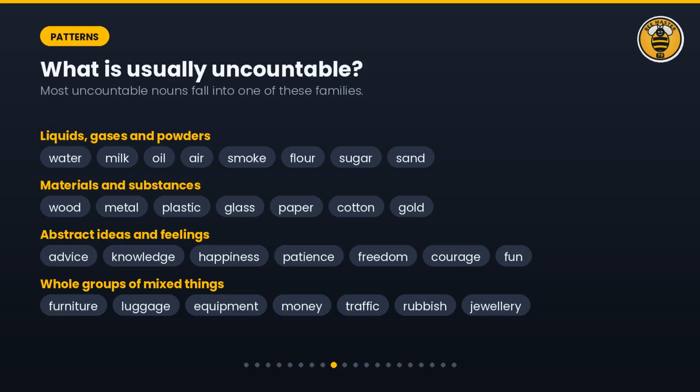So how do you predict which nouns are uncountable? Most of them fall into one of 4 families. Family 1: liquids, gases and powders: water, milk, oil, air, smoke, flour, sugar, sand. Family 2, materials and substances: wood, metal, plastic, glass, paper, cotton, gold. Family 3, abstract ideas and feelings: advice, knowledge, happiness, patience, freedom, courage, fun. And family 4, which causes the most trouble: whole groups made of many different things: furniture, luggage, equipment, money, traffic, rubbish, jewelry. English treats each of these as one single mass, not as a set of separate items.